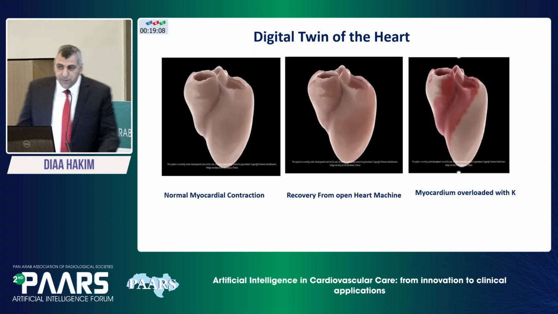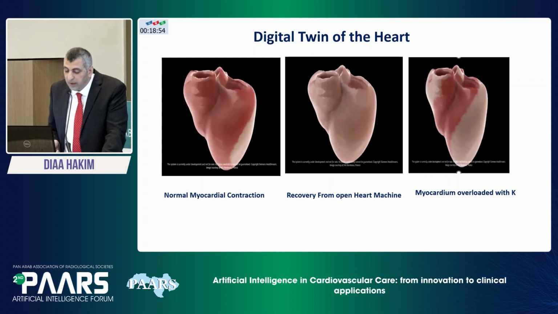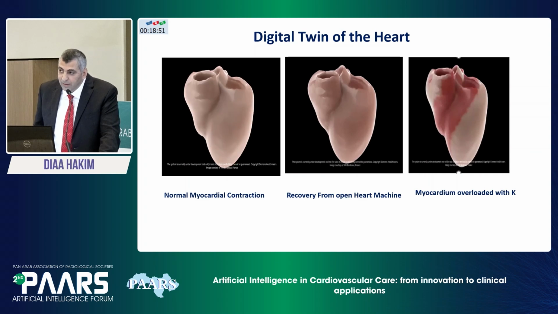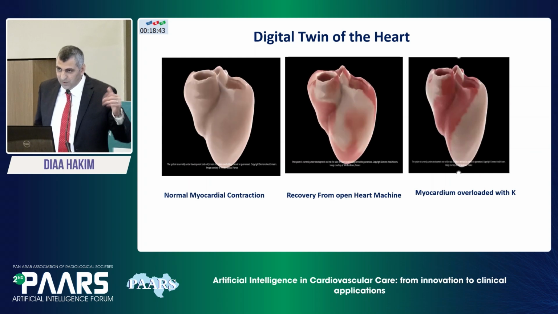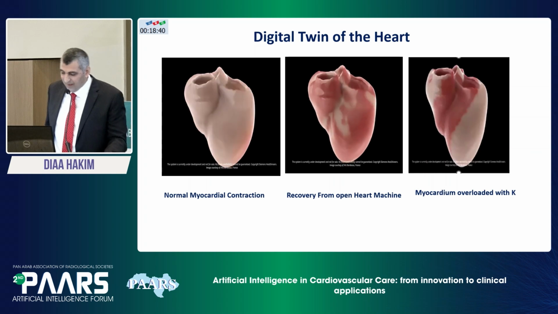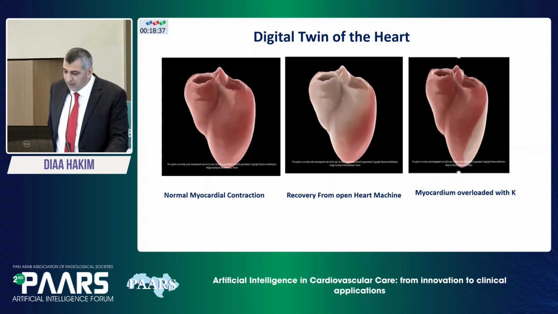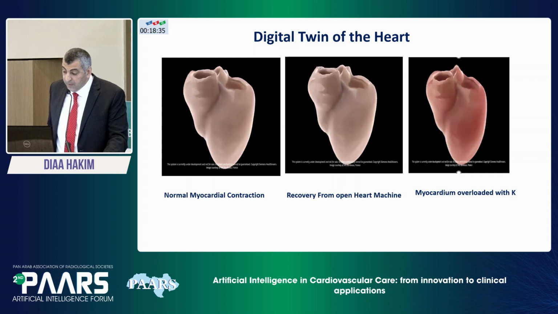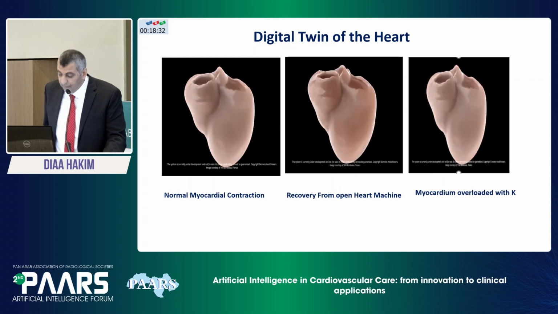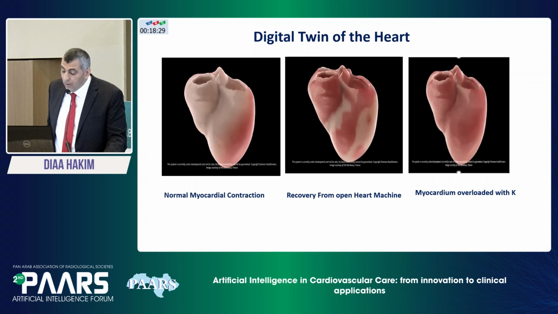This is a nice model from Siemens. It's called Twins, digital twin of the heart, that includes data from ECG and cardiac MRI to study the normal cardiac contractility in the model to the left, and the cardiac contractility after recovery from the open heart machine. As you can see, firstly the fibrillation of the heart, and then it's going to stabilize, or to study the mechanism of cardiac arrhythmias like re-entry phenomena or other features after loading the myocardium with potassium.